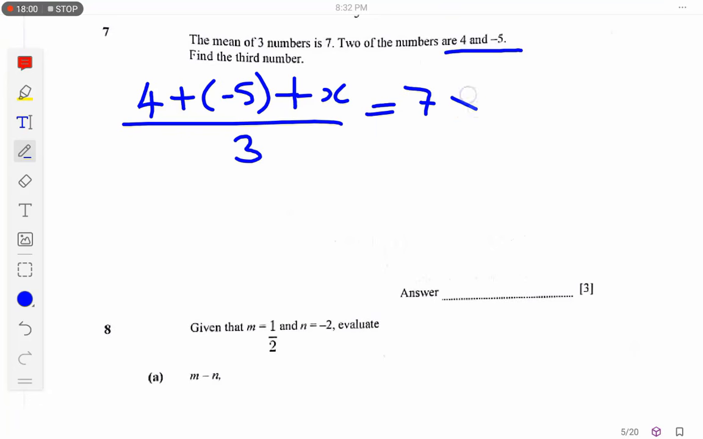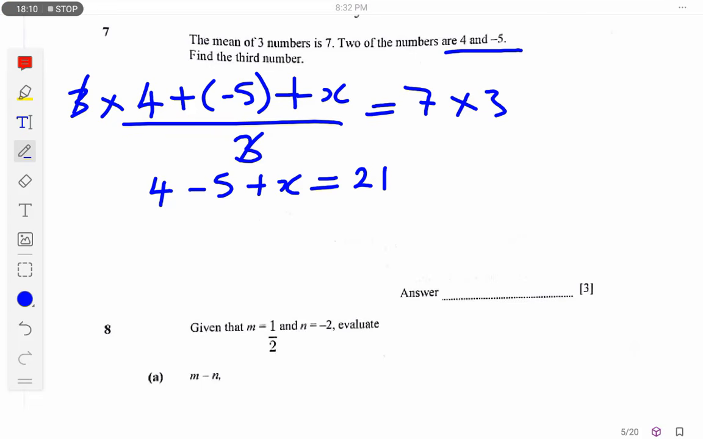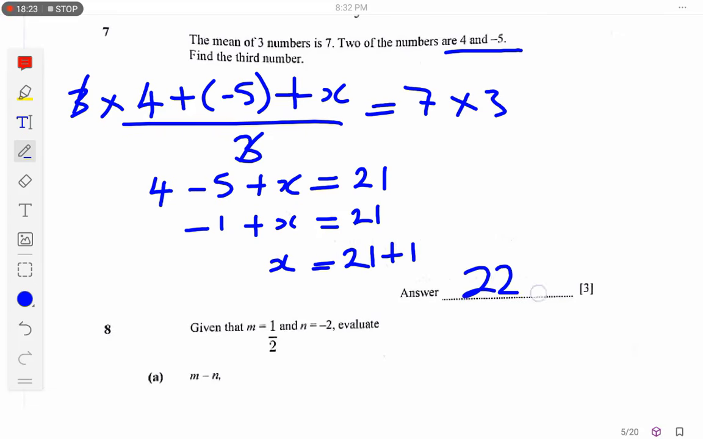Now let's solve for x. I can multiply both sides by 3, then these will cancel off each other. I'll have 4 minus 5 plus x is equal to 21. Then this is going to give me minus 1 plus x is equal to 21. So my x value is equal to 21 plus 1. x is equal to 22. So that's the value there. Let's move on.